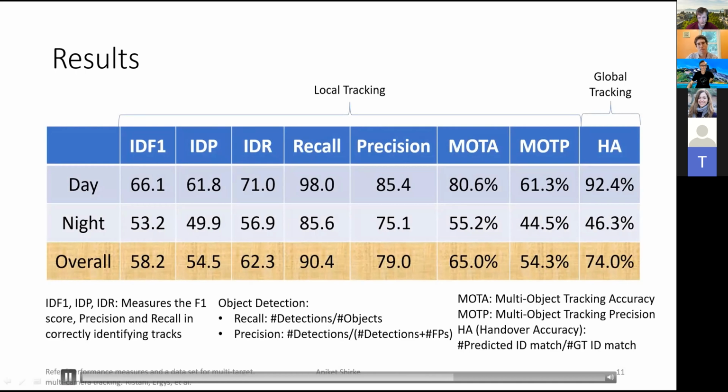To evaluate global tracking, we report the ID handover accuracy, which is defined to be the fraction of identity matches for the 2 views predicted by our algorithm out of the total ground truth matches. We achieve a handover accuracy of 74%.